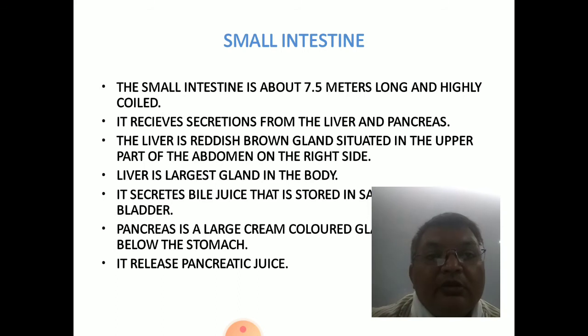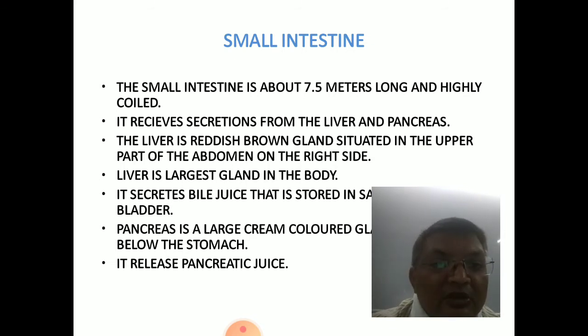You remember that the liver is reddish brown. It is located in the upper part of our abdomen on the right side, and it is the largest gland in our body, and it secretes bile juice. As I said, bile juice is mixed with the food in the small intestine, and it is stored in the gall bladder.